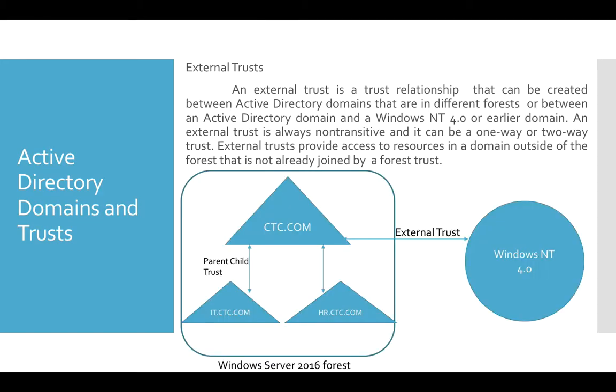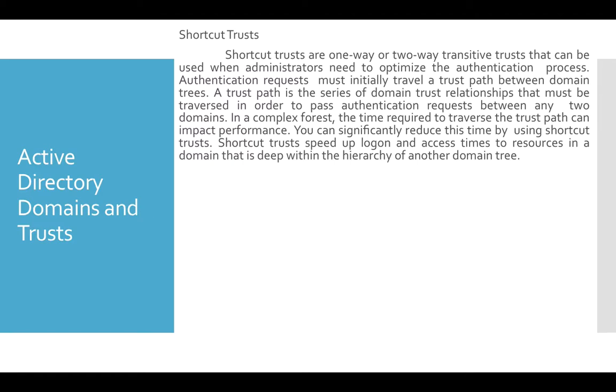An external trust is a trust relationship that can be created between Active Directory domains that are in different forests or between an Active Directory domain and a Windows NT or earlier domain. An external trust is always non-transitive and it can be a one-way or two-way trust. External trusts provide access to resources in a domain outside of the forest that is not already joined by a forest trust. So our last trust is shortcut trust.